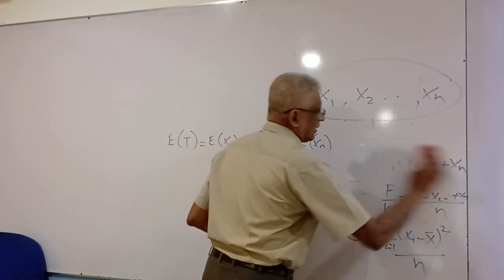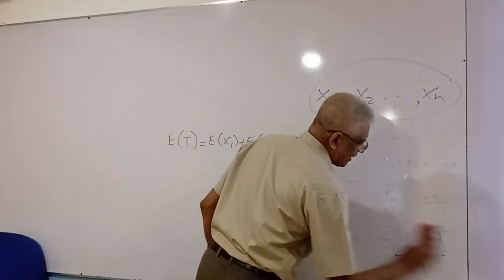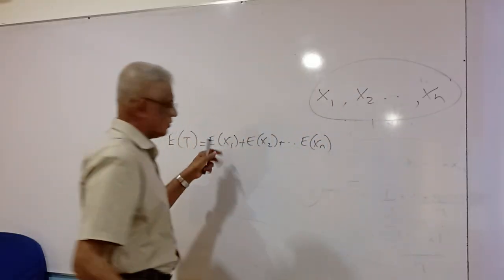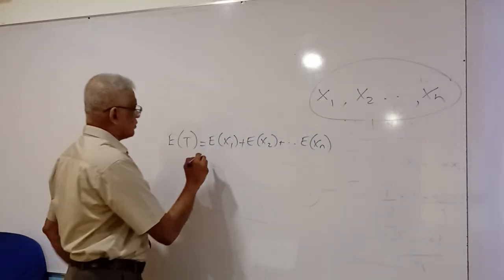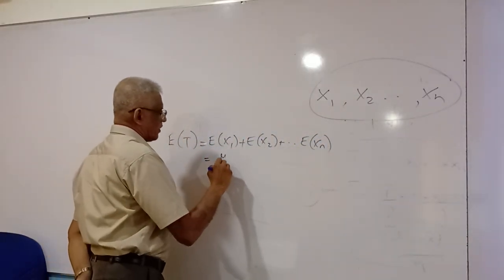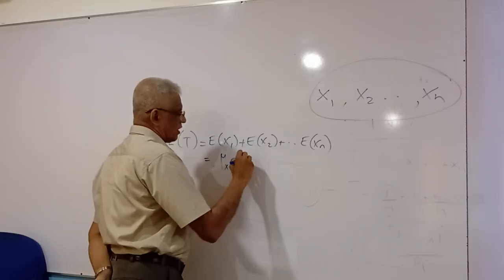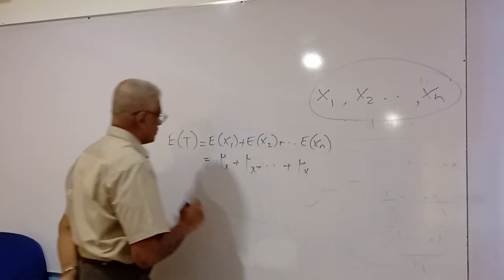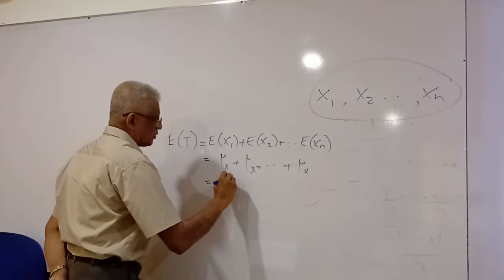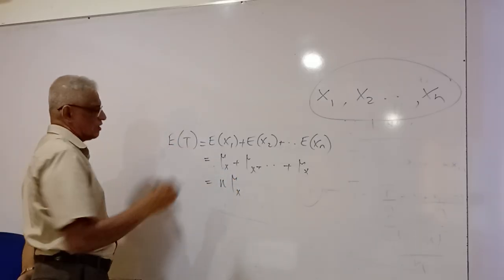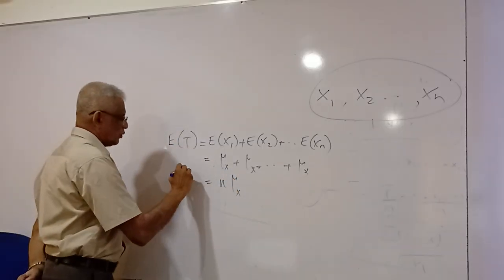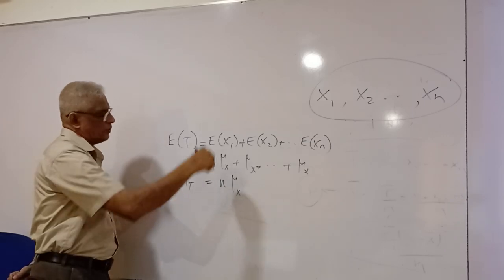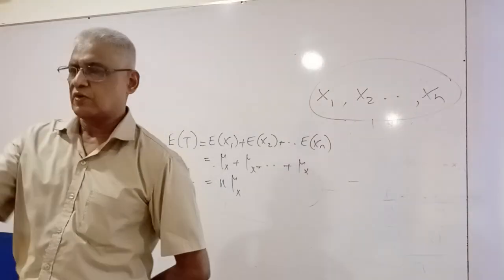So if all these x's are coming from the same population, then all these expected values are the same, because they have the same probability distribution. So this will be, for example, mu x plus mu x and so on plus mu x. So this will be just n times mu x. So expected value of t, that is mu t, is equal to n times mu x. So that's what we were using.